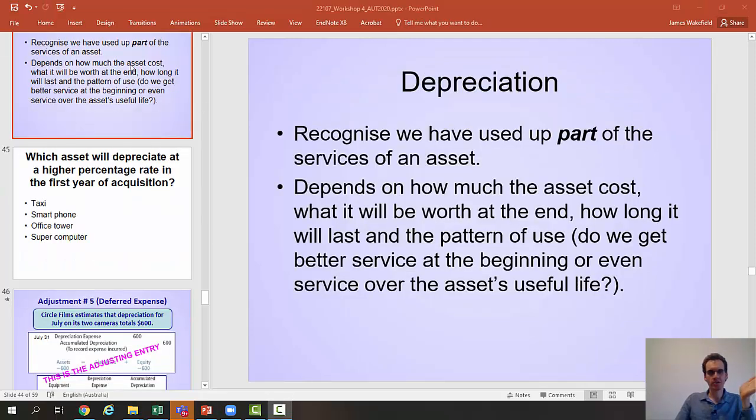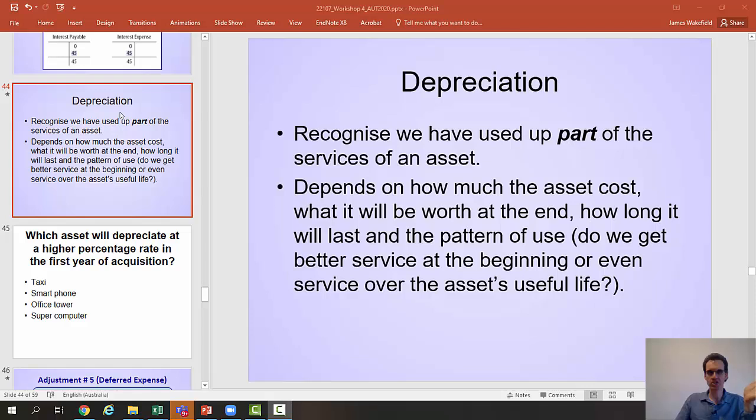Now, the last adjusting entry that I want to discuss today in relation to Circle Films relates to the use of a long-term asset. Now, depreciation relates to using up an asset over time. Now, let's talk about how depreciation affects an asset value.